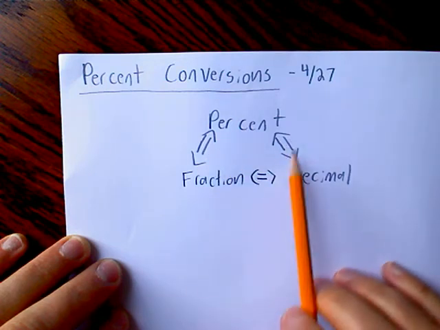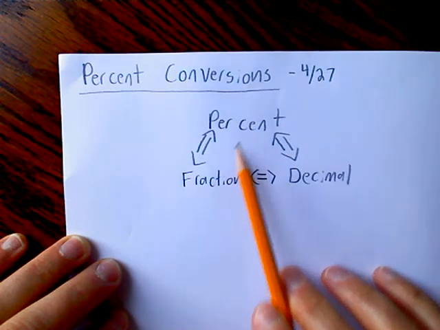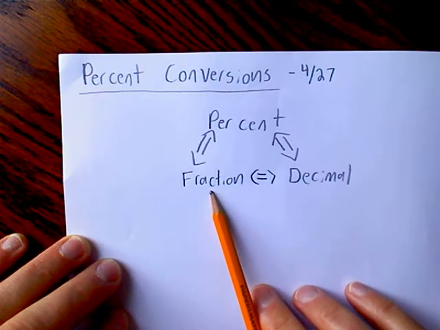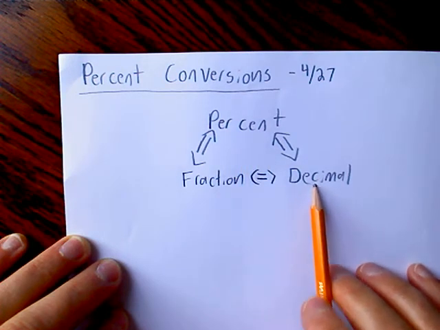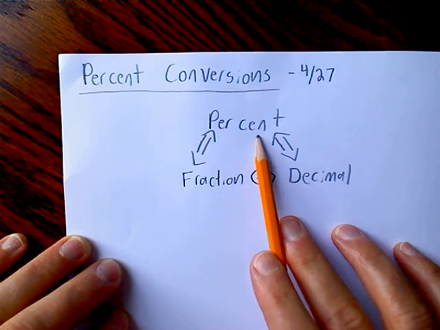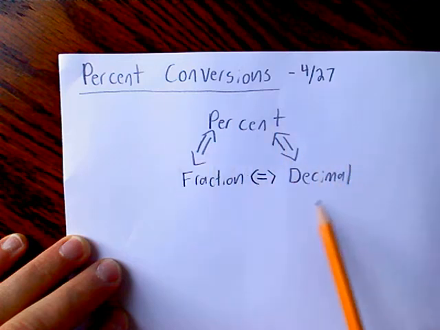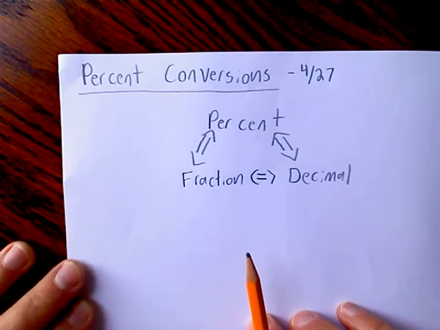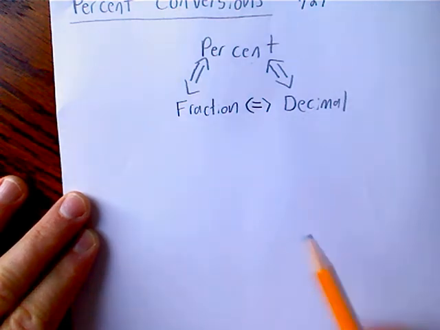And the reason I did these double-sided arrows is because that's what we're going to be doing today. We're going to be jumping back and forth between percents, fractions, and decimals. So if I give you a fraction, could you convert that into a decimal? Could you convert that into a percent? If I gave you a decimal, could you convert that into a fraction? Could you convert that into a percent? And we're going to see that all of these are interconnected and again representing the same value just in different ways. We're going to start off where we left off last week with fraction conversions.